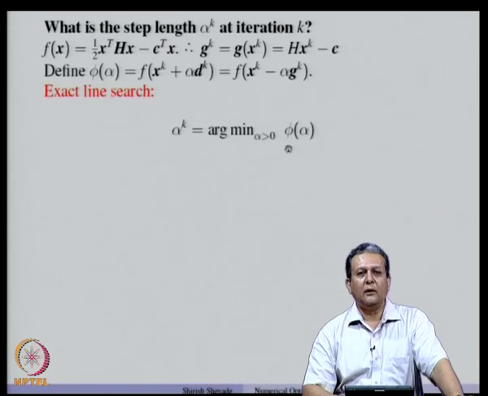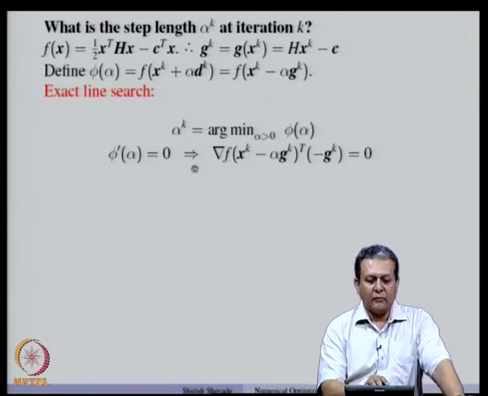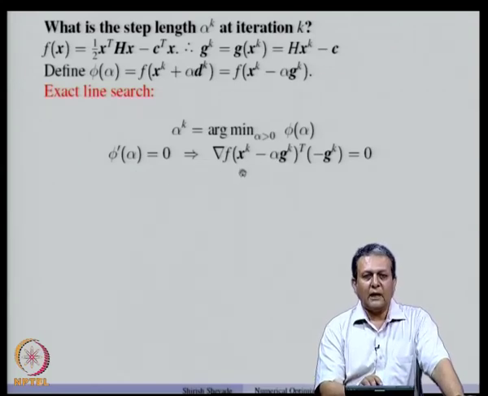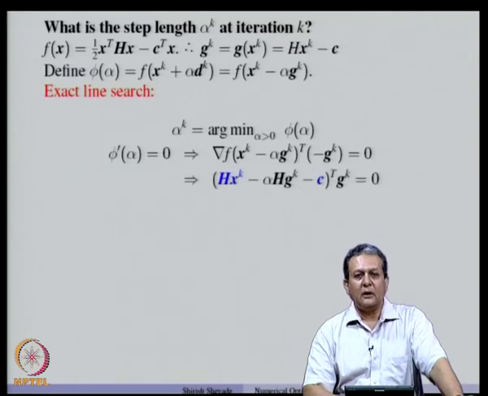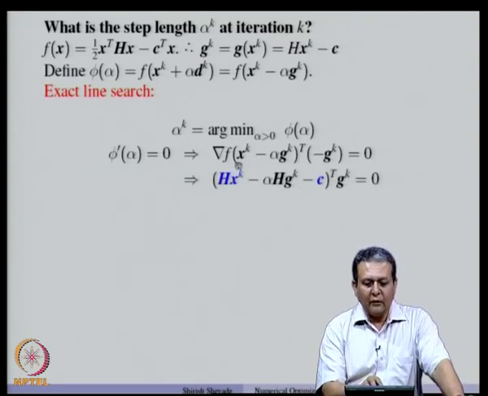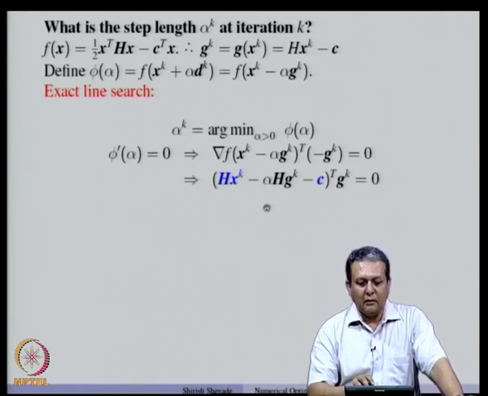So, phi alpha also will be a quadratic function of alpha, and its minimum can be easily found out by setting phi dash alpha to 0. So, what we get is the gradient of f at xk minus alpha gk transpose times minus gk equal to 0, and if you rearrange the terms, the gradient of f at xk minus alpha gk is nothing but H xk minus alpha H gk minus c.